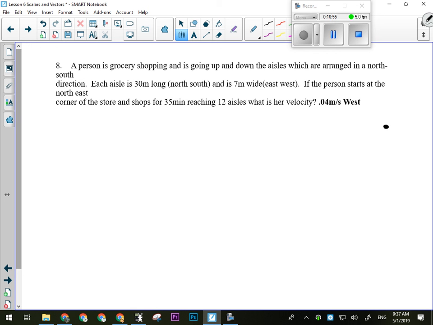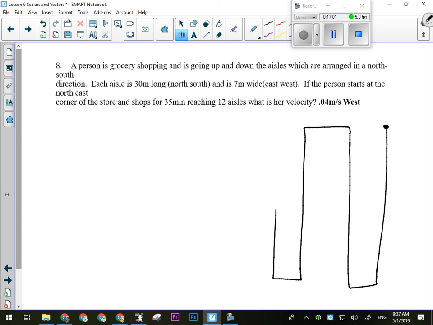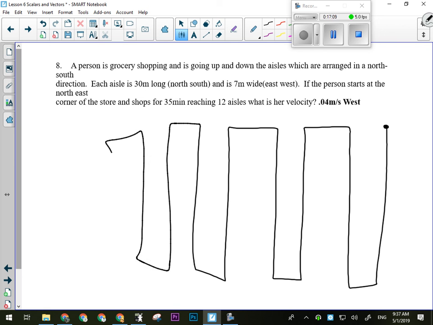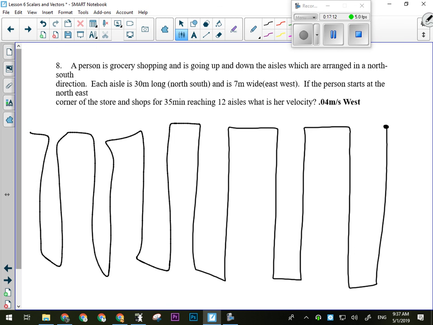So if they're going, here's one aisle, then they go up the next aisle, and then they go up, because I should number these, right? This would be like aisle 1, 2, 3. At the end, they go over a bunch of aisles. They end up over here. They end up over here. 12 aisles later, they end up due west of where they started because they went up and down 12 aisles, right? Now, since there are 12 aisles and each aisle is 7 meters wide, can I figure out how far over they are?